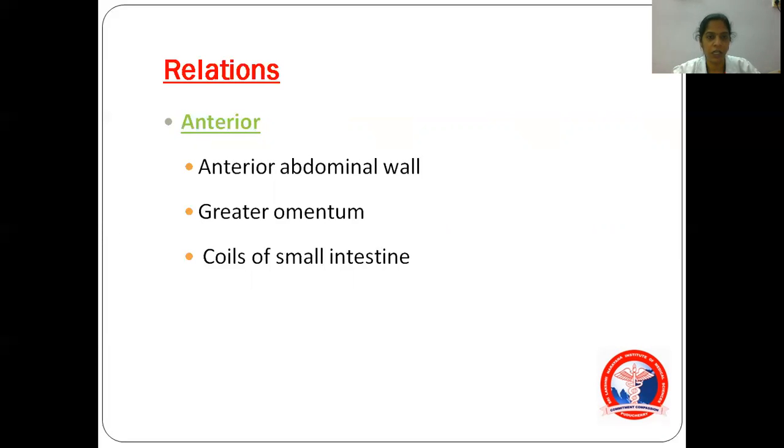When you reflect the greater omentum, you can see the coils of small intestine. The small intestine will be arranged in loops, coils, and seen all over the abdominal cavity. When you move the coils of small intestine, you can see the cecum. So anteriorly, what are the structures arranged? First, the anterior abdominal wall, then the greater omentum, then coils of small intestine. So these are the relations anteriorly.